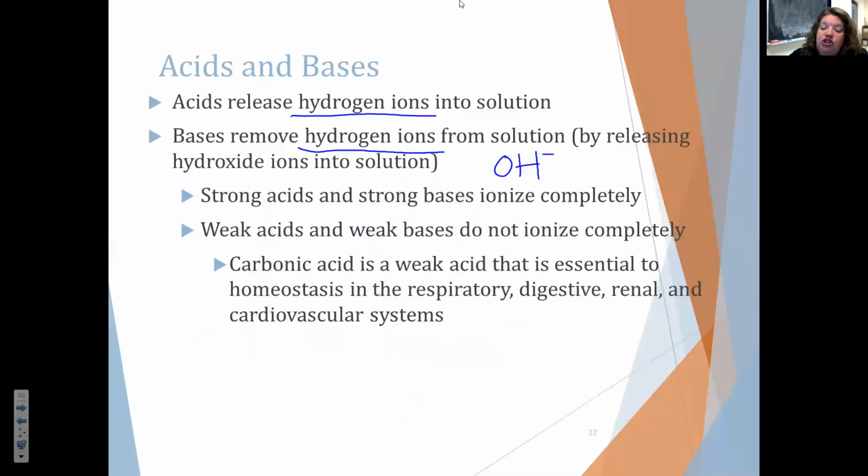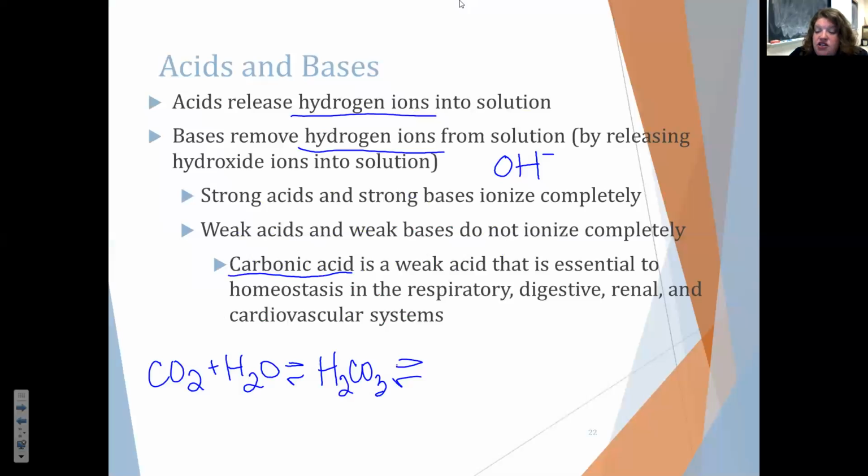Now, one that we're going to look at is carbonic acid. And so in your book, at the bottom of page 29, it gives you this thing that we're going to study that's called the big equation. When carbon dioxide dissolves in water, it forms carbonic acid. And that very readily dissociates into a hydrogen ion and a bicarbonate ion.